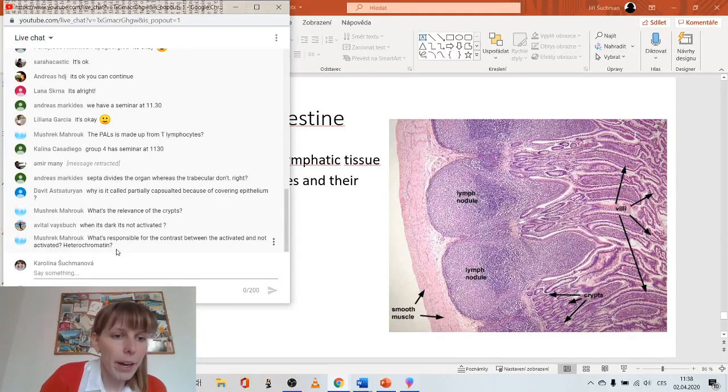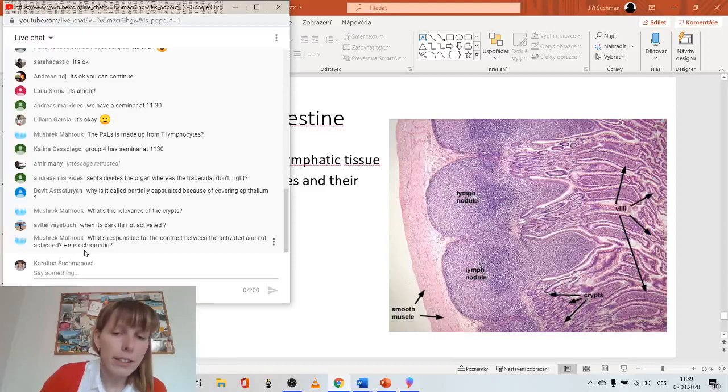Yes, so getting back to the activated lymphatic follicles. So what's responsible for the contrast between the activated and non-activated? Heterochromatin. So be careful about in which magnification we are right now. So right now we are in light microscope, and there's no way to differentiate between heterochromatin and euchromatin in light microscope. You would need electron microscope. So it's true that the cells in the light part will have more euchromatin, but that's not what you see here.